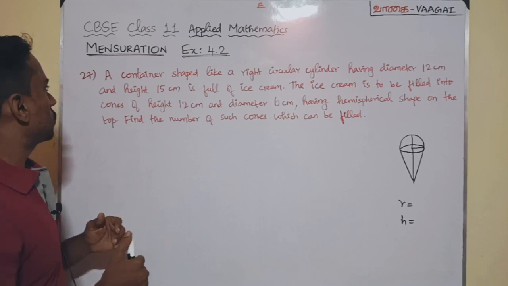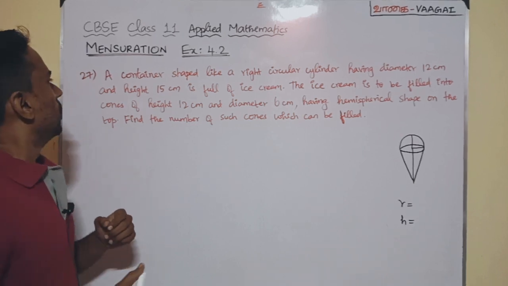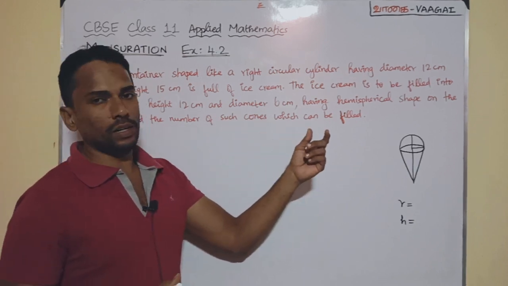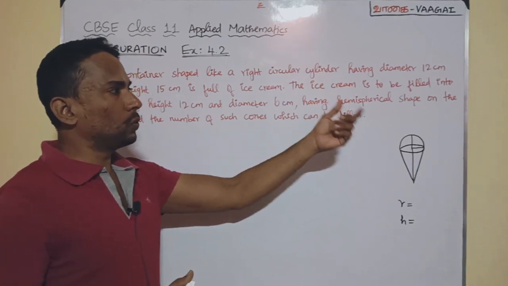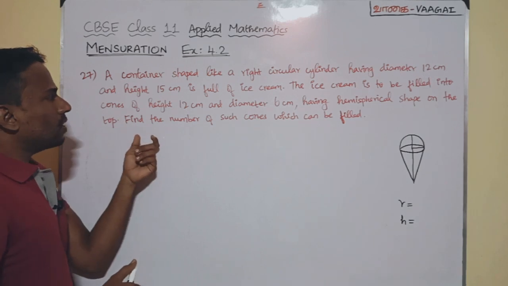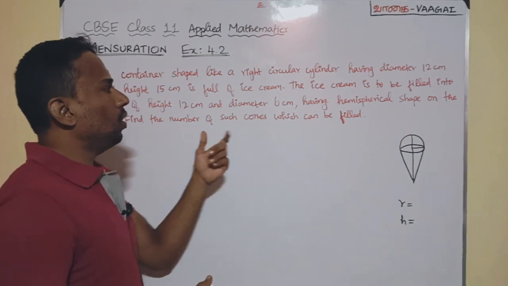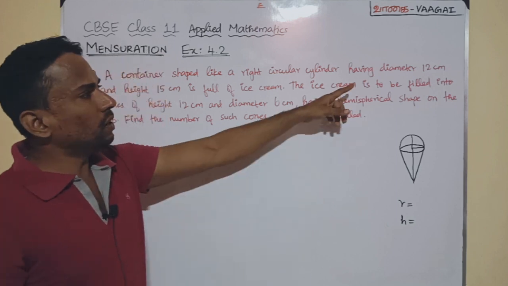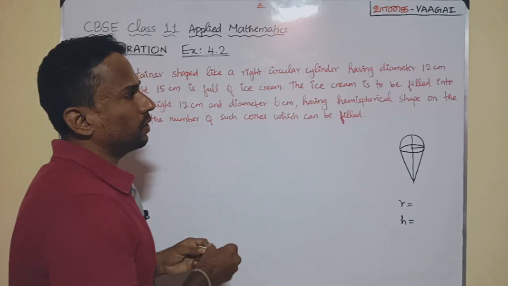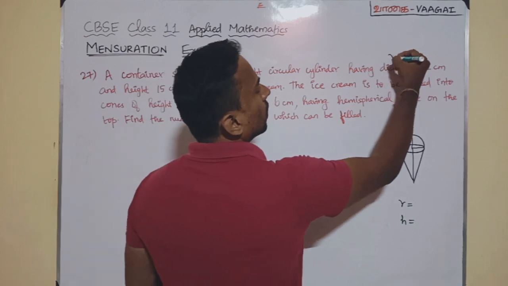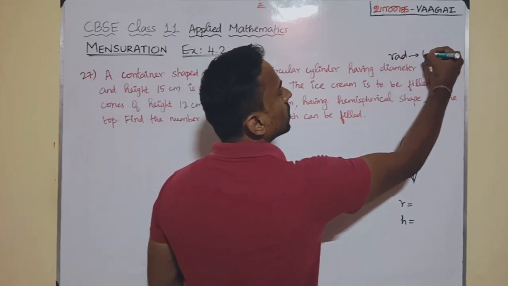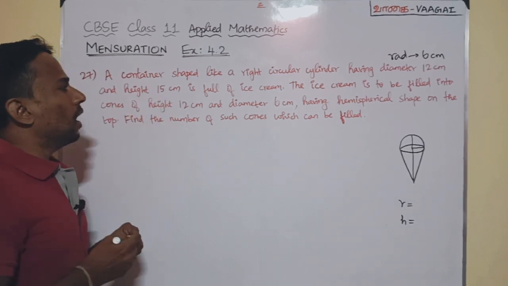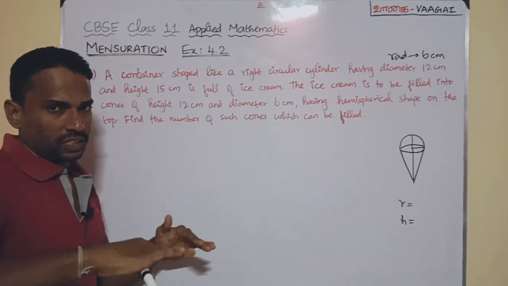Here with the last question, question number 27. So here we have a container shaped like a right circular cylinder having diameter 12 centimeter and height 15 centimeter, is full of ice cream. So there is a cylinder shaped container. They gave the diameter is 12 centimeter. From this itself we can understand that the radius of the cylinder is going to be 6 centimeter. Okay, I am noting it here itself. And height is 15 centimeter, and this container is going to be full of ice cream.